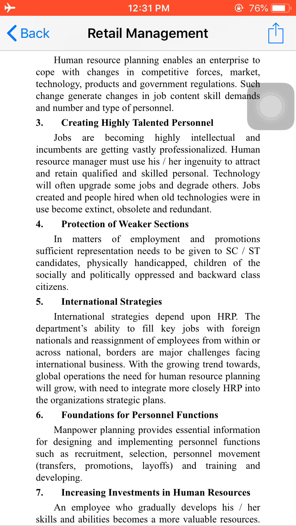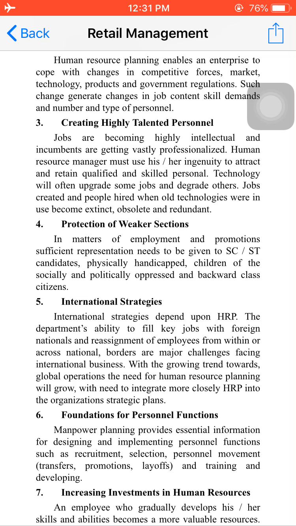Here weaker sections is nothing but different communities. For example, here the community doesn't mean only the caste; it is also related to the weaker sections, in the sense it might be based on their income level. If there are persons working in an organization who have less income, they are also treated as a community. Apart from that, you have physically handicapped persons and backward communities.